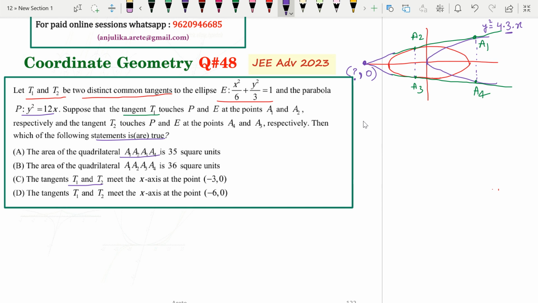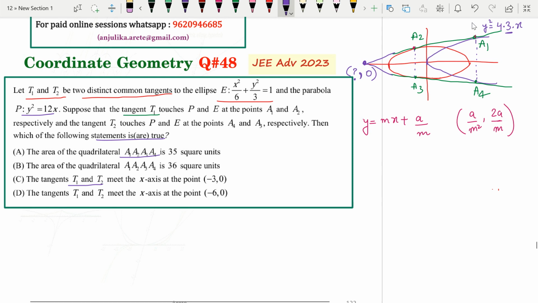What do we do? Very simple, right? We just try to figure out the points, or the equation of this line or the other line, and we are done. So shall we use some formula for the parabola? For the parabola, what is the equation of a tangent? y equals mx plus a by m, you know that. What is the point of contact? Yes, (a by m square, 2a by m). You better remember these things. You can figure them out but better know them.